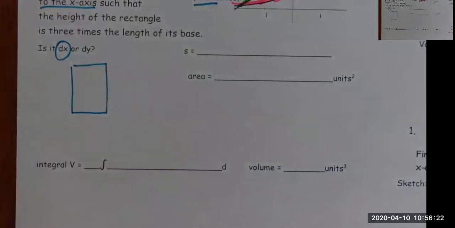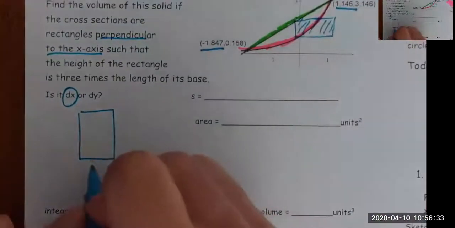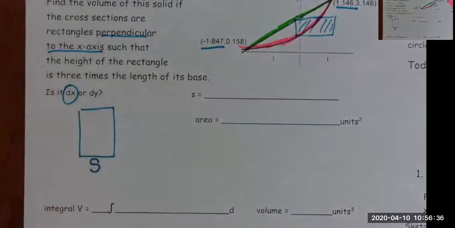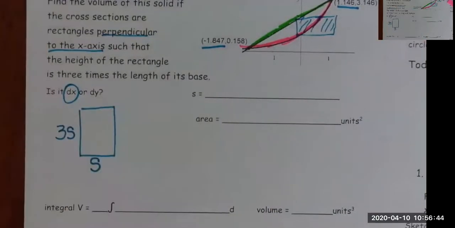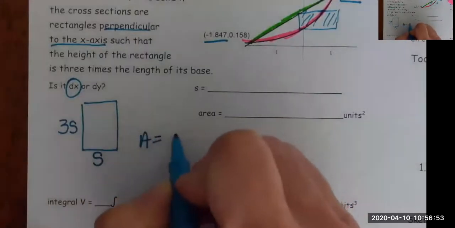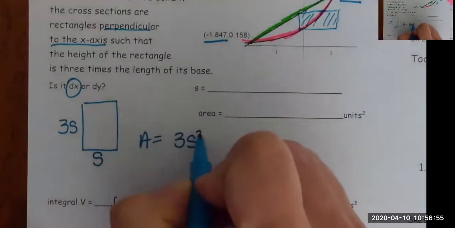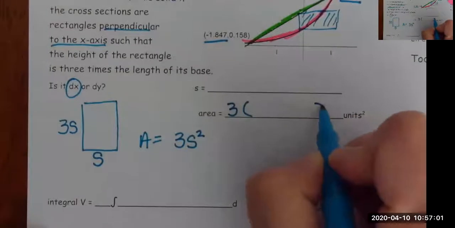So it says that the height of the rectangle is 3 times the length of its base. So the length of the base is going to be top minus bottom, so that's going to be S. Or you could put B for base. It doesn't matter what letter you use. And the height is 3 times as tall. So what is the area? Well, you know the area of a rectangle is the length times the width. So area equals 3S squared. Correct? So it's going to be 3 times S squared.